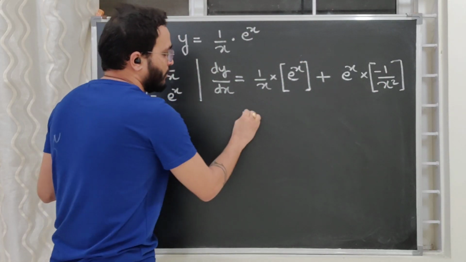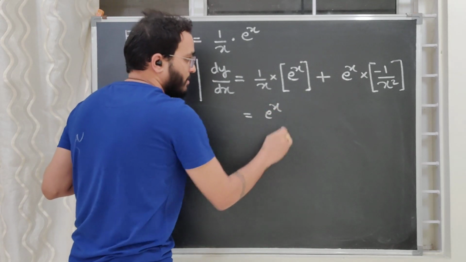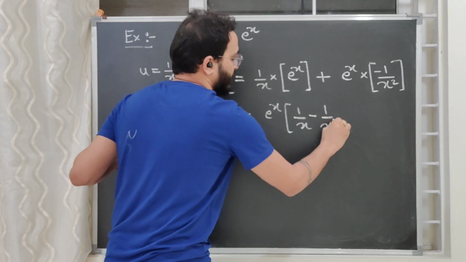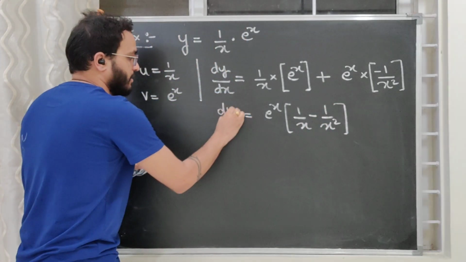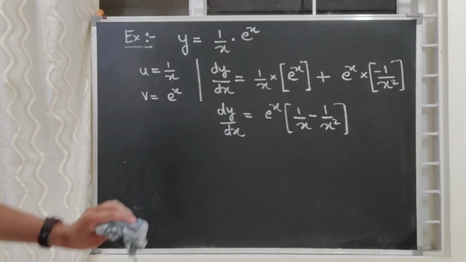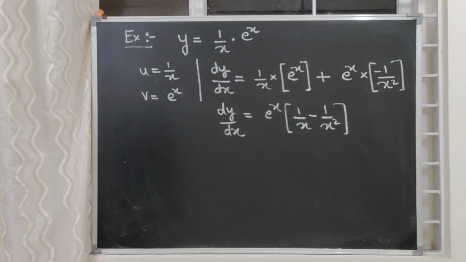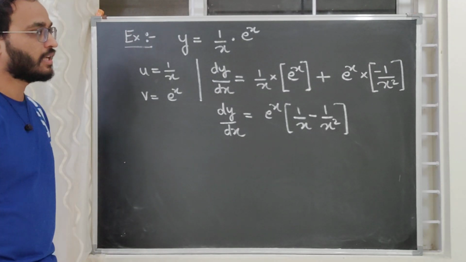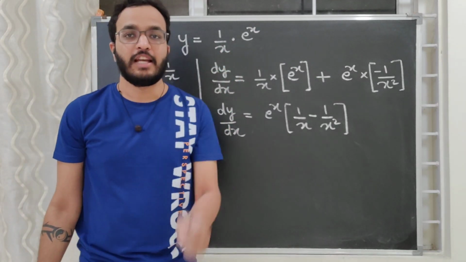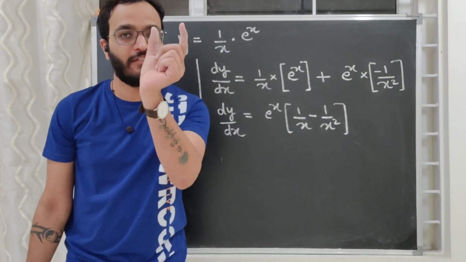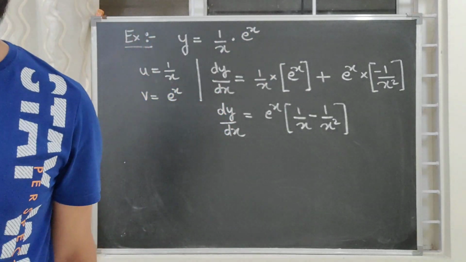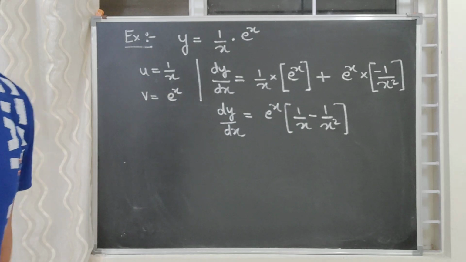Now it's very simple. You will say, sir, e to the power x is common. So it will become e to the power x times 1 by x minus 1 by x square. This is your answer. I suppose this is understood. A very simple phenomenon, right? So the product rule is very easy. We just have to identify what is u, what is v, and then apply the formula u dv by dx plus v du by dx. Simple formula, simple calculations, you will get the answer.